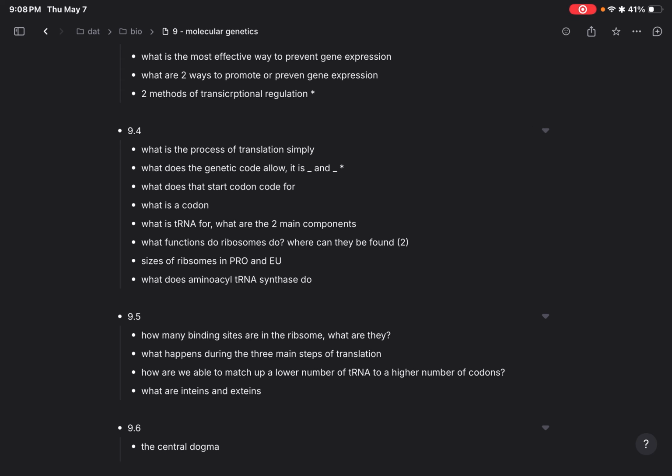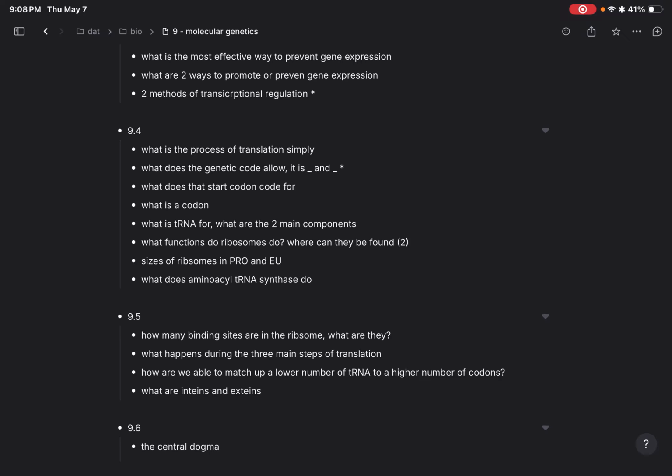What is tRNA for? tRNA, two main components: it contains the anticodon, so it'll have the opposite of the mRNA, and then it'll have that specific amino acid attached to it. It's used for taking the appropriate amino acid and bringing it to the ribosome, and then they'll join and form proteins.